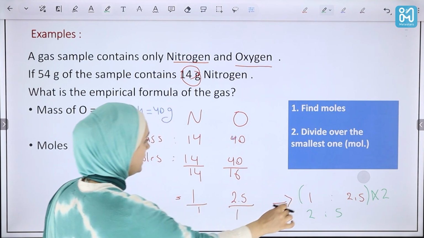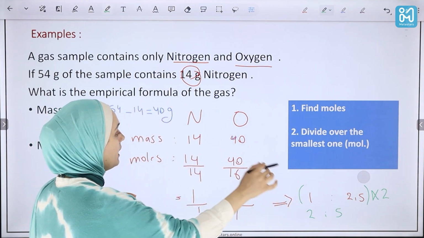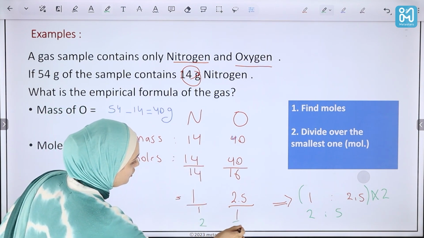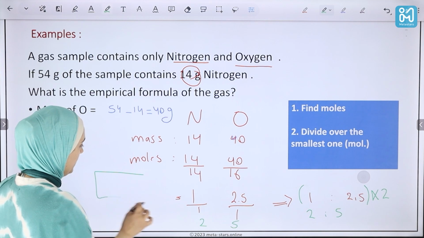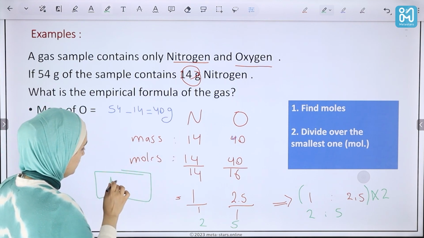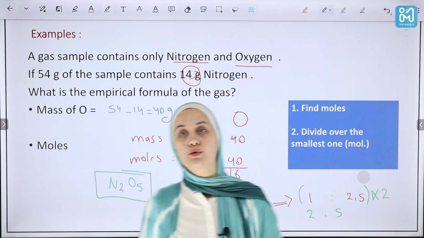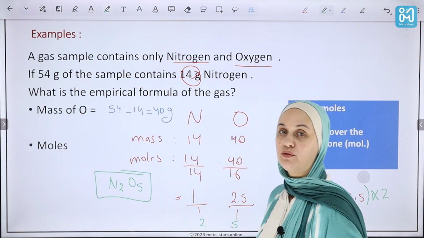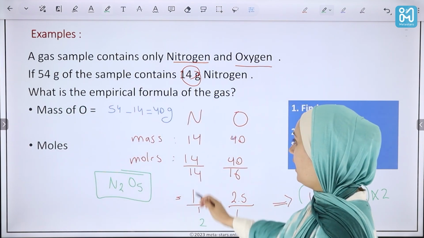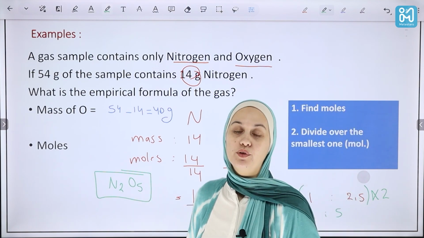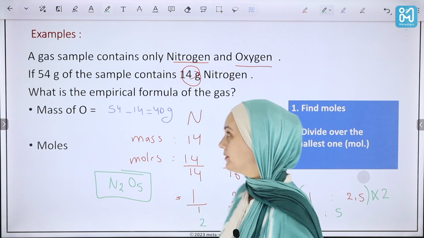So now I know the ratio. The empirical formula, 2 to 5, so I will write it here: N2O5. This is the empirical formula. I just followed the steps and I found that the empirical formula is N2O5.